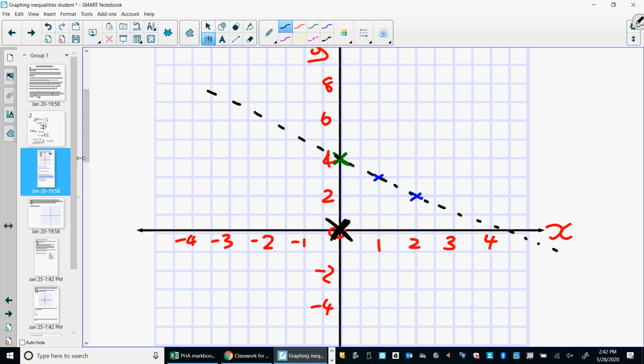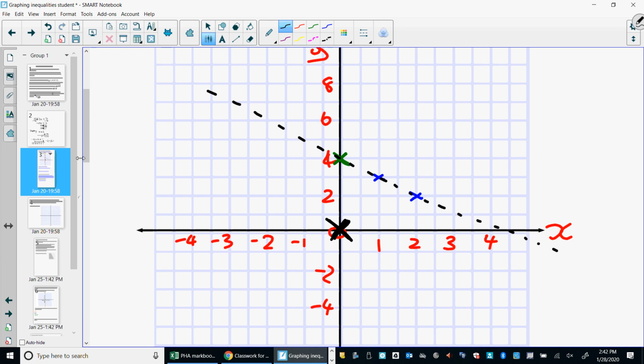Yes? Now, I've chosen that point there because that's nice and easy to substitute in. And you don't have to do a lot of calculations with the 0, 0. But it can be any spot. It can be any place. Do not choose something that sits on the line though, okay? Because that's not going to be of any use to man or beast.